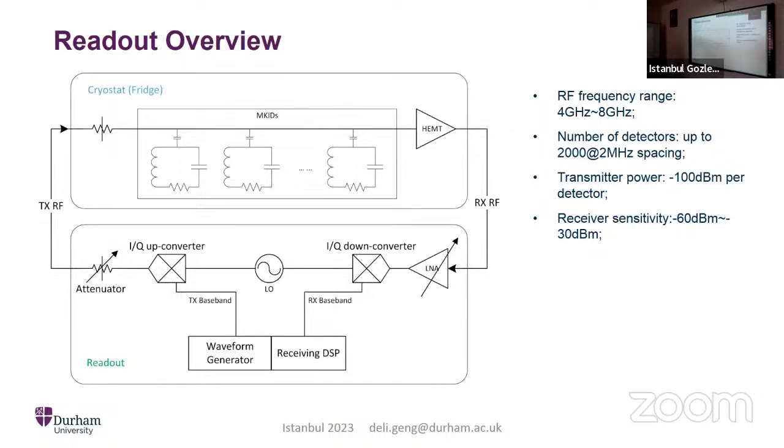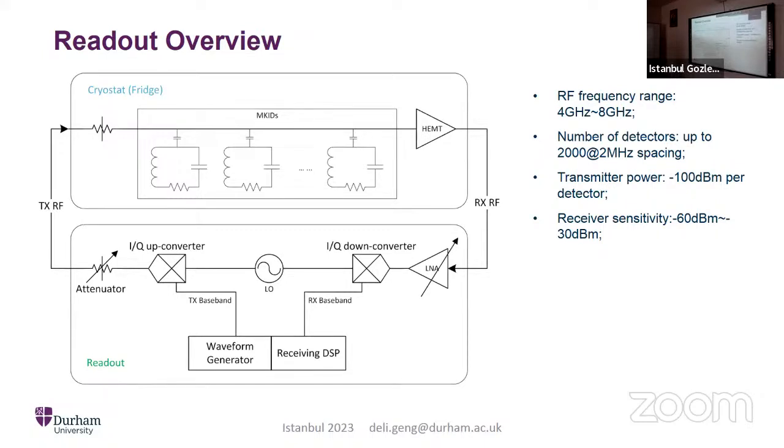And here is a general picture of the readout system. The top part in this plot is the fridge, so inside is a very cooled-down detector. It has a few cooling stages, of course. Inside there are MKIDs, and also some signal attenuation and some amplification. And the lower part is the readout electronics. I'll mainly explain more details about the lower part.